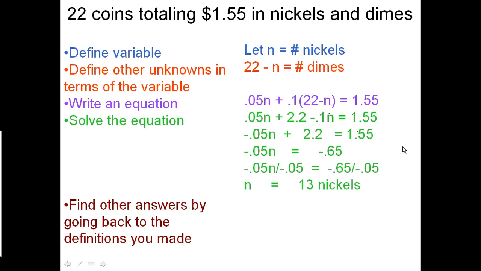So I go ahead and do that, and I go 22 minus n is 22 minus 13, or 9 dimes. Okay, I could go check that too. So 9 dimes is going to be 90 cents. 13 nickels is going to be 65. If I take 90 plus 65, I get $1.55. So 90 cents plus 65 cents is $1.55, which is exactly what I have. Okay, so that's, I'll call it the nickel and dime problem.